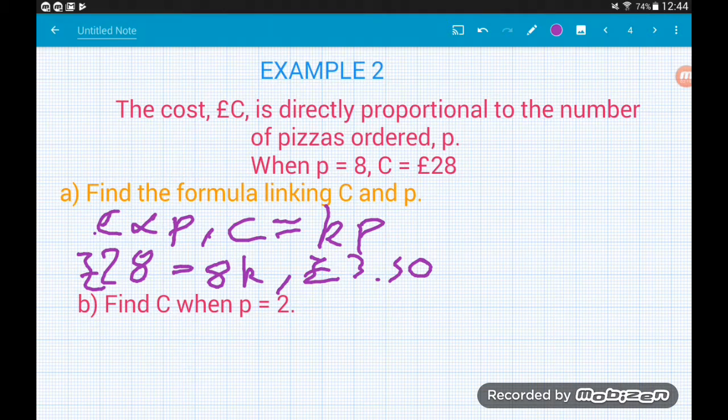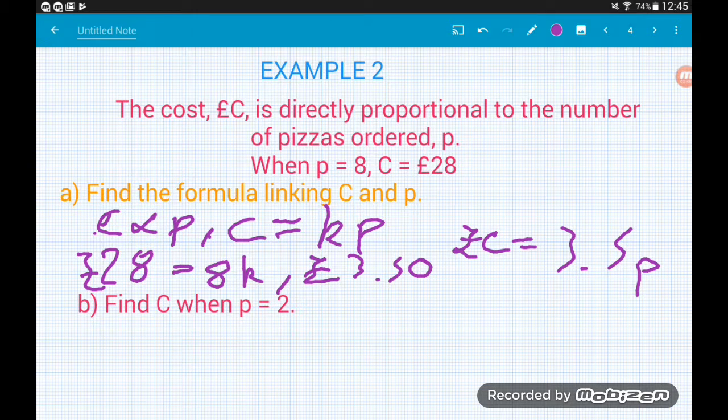But when we write the equation linking the two, remember C is the total cost in pounds, so we don't really need to write the pound sign twice. We can just write C pound equals 3.5 times the number of pizzas. So C equals 3.5P. So we have the exact relationship linking C and P together.